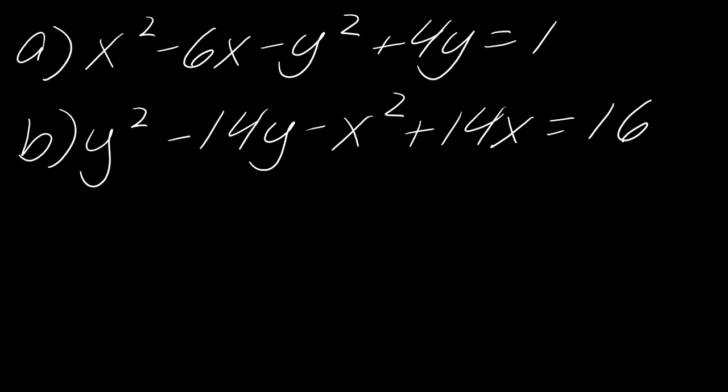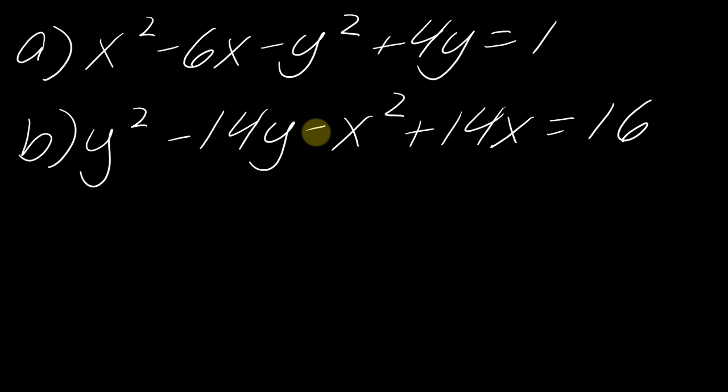Now, I want to make one thing clear. This is harder than completing the square with ellipses, and I'll tell you why. It's because of this minus sign here. The fact that you have these minus signs in front of the squared term actually kind of screws everything up. So I'm going to show you how to work through all that.